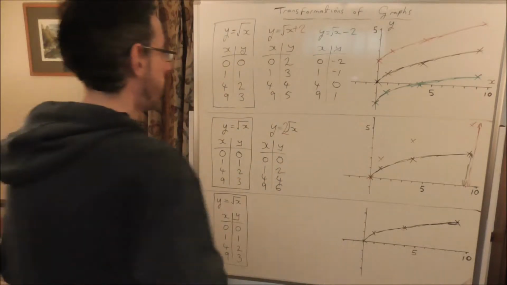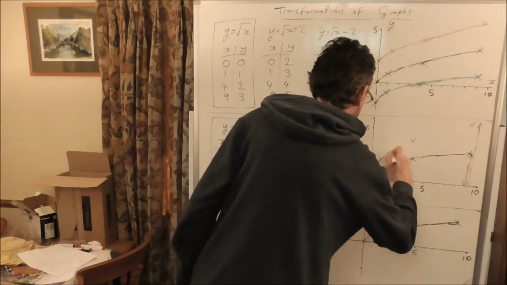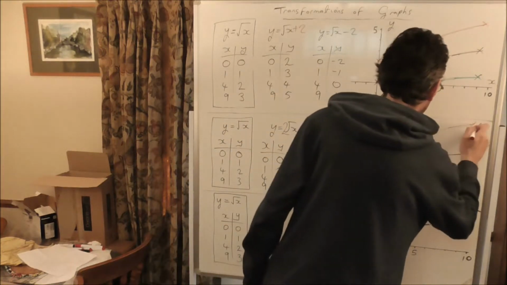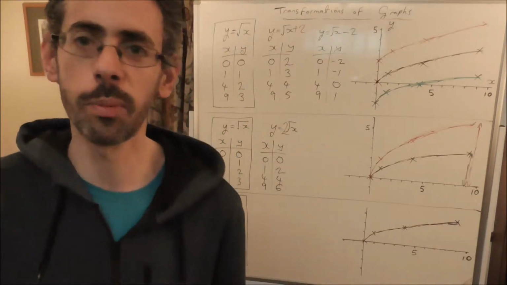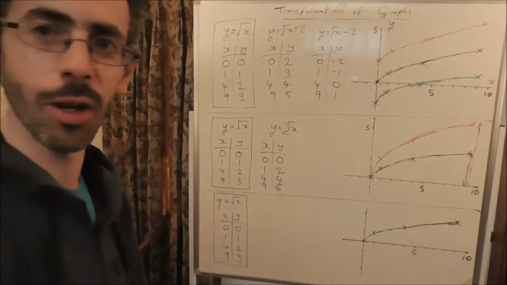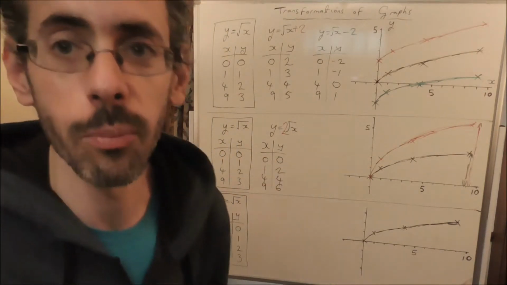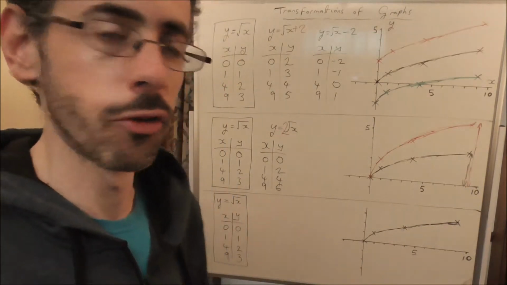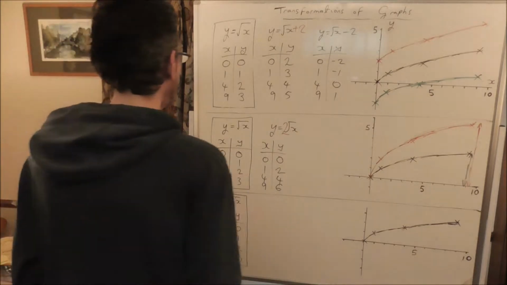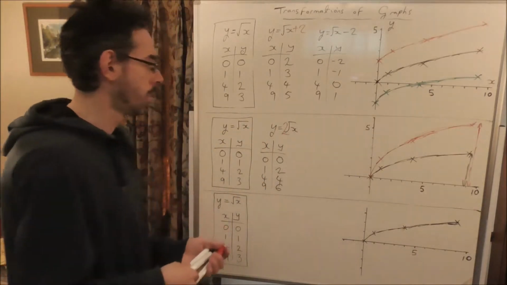So if I draw the graph, it's the original graph, but it looks like it's been stretched. It's the original graph stretched upwards. We say stretched upwards by a scale factor of 2 because all the points are twice as high as they were originally. That's what doubling the whole expression does.